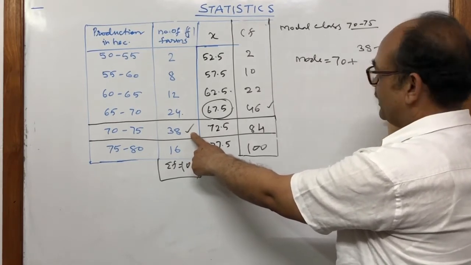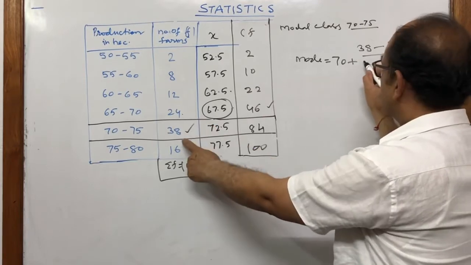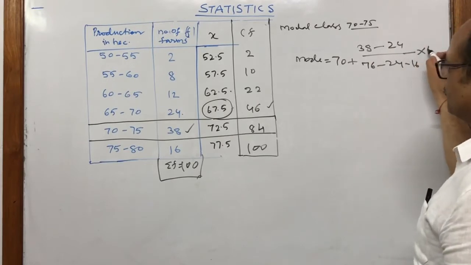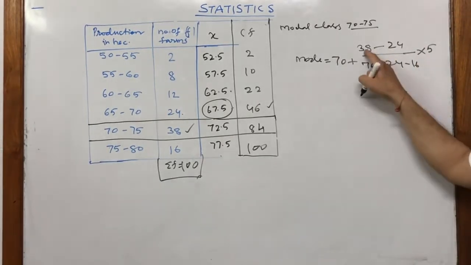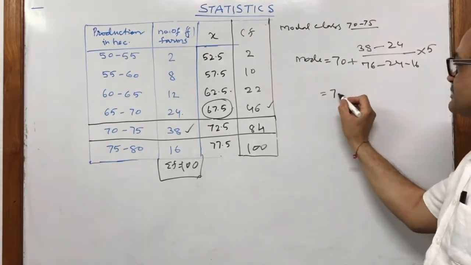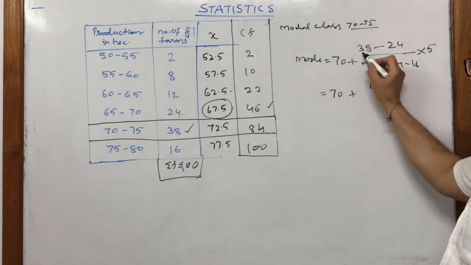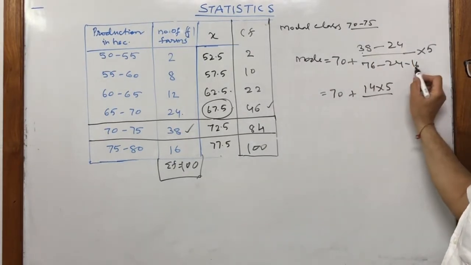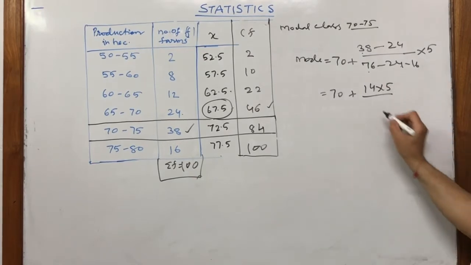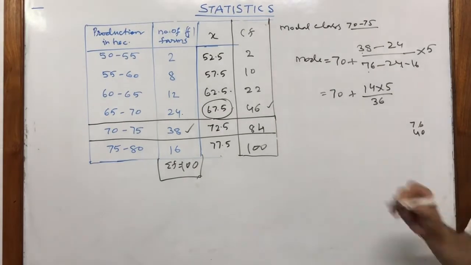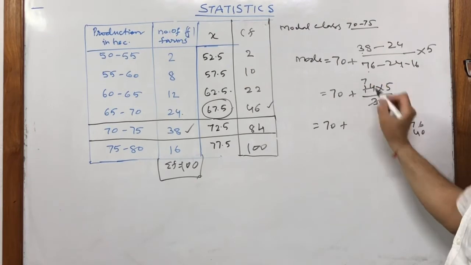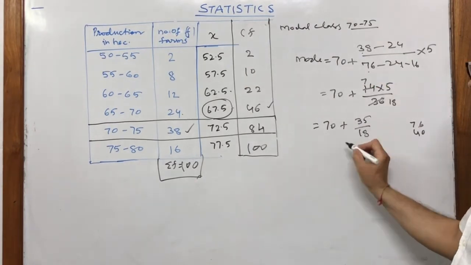F1 minus F0 divided by double of and last H 5. F1 minus F0, 2F1 minus F0 minus F2. What we are getting? 70 plus 4, 1 into 5 divided by 76 minus 40, that is 36. Yes? Cancel out 70 plus 18 and 7. It means 35 divided by 18.